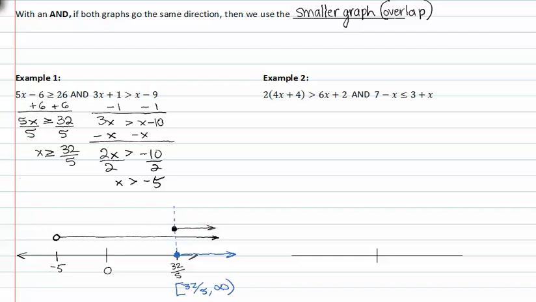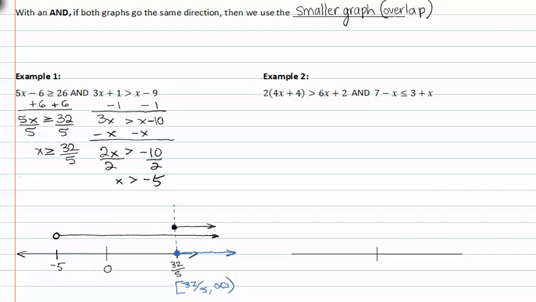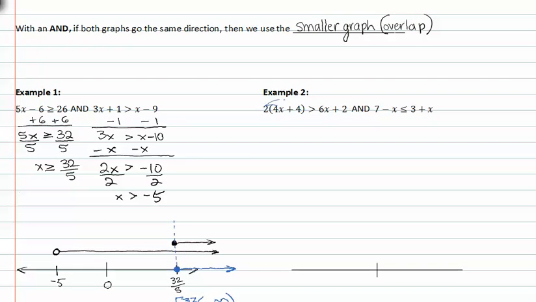Let's look at example 2. If we distribute the 2 through, we get 8x plus 8 is greater than 6x plus 2. I'm going to subtract 6x from both sides, and I'm also going to subtract 8 from both sides. Two steps in one. So I'm going to have 2x is greater than negative 6. Dividing by 2 on both sides, we get x is greater than negative 3.